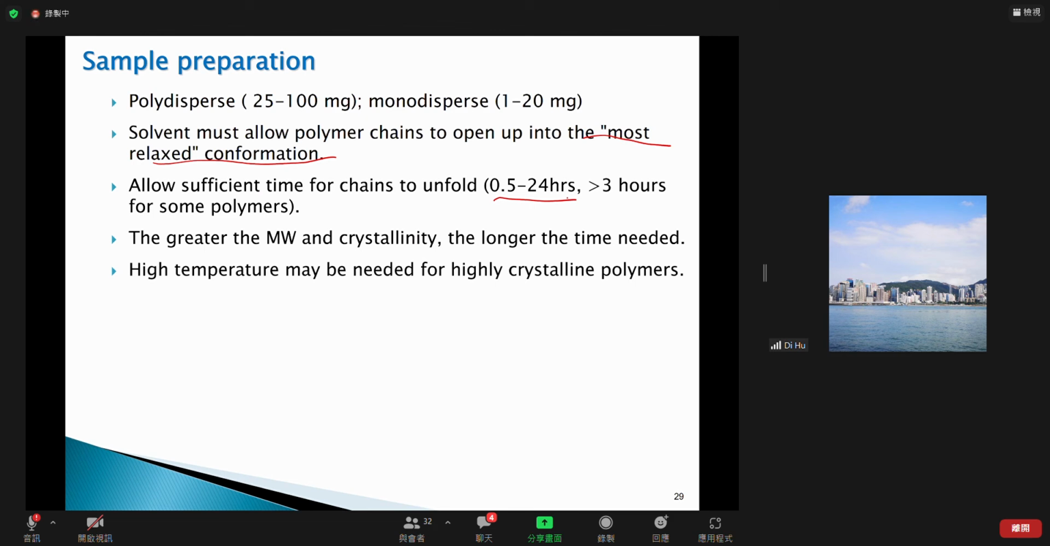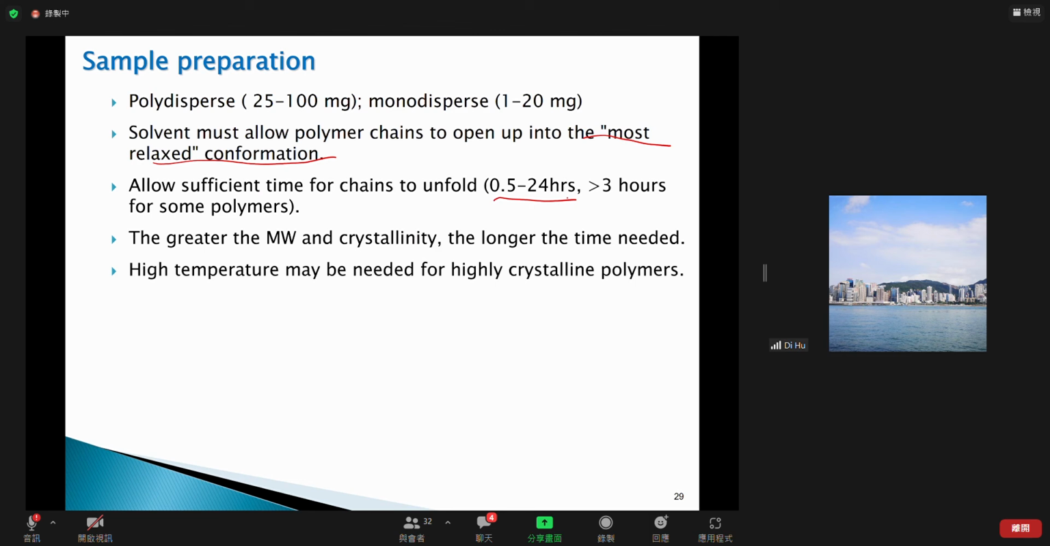Normally, the greater the molecular weight and the higher the degree of crystallinity, the longer the time it needs to unfold, to open up into the most relaxed conformation. If something is very hard to dissolve, such as highly crystalline polymers, you may want to use some temperature to help it, but do not use too high a temperature. Use it with caution, and check whether it changes the molecular weight distribution or not.